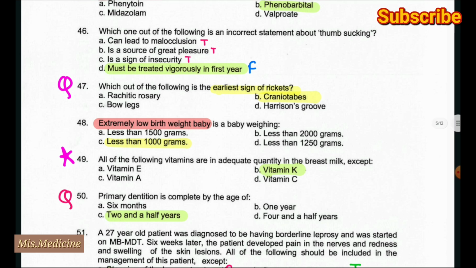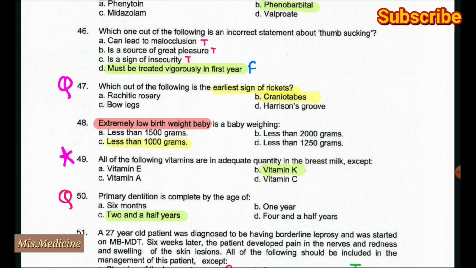Which one of the following is an incorrect statement about thumb sucking? Okay, incorrect statement means we have to pick the wrong one. It can lead to malocclusion, yes. Is a source of great pleasure, yes. Is a sign of insecurity, yes. Must be treated vigorously in first year, no. It should be treated when the patient is more than 5 years. Until 5 years of age it is normal, and if the patient is thumb sucking even after 5 years or bedwetting, then you need to treat it.